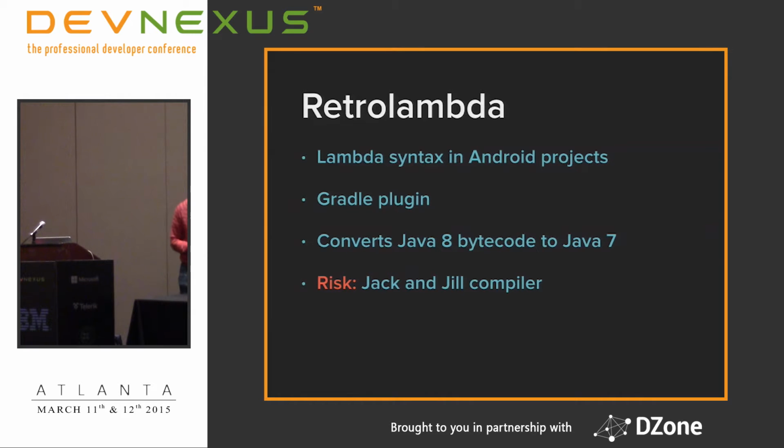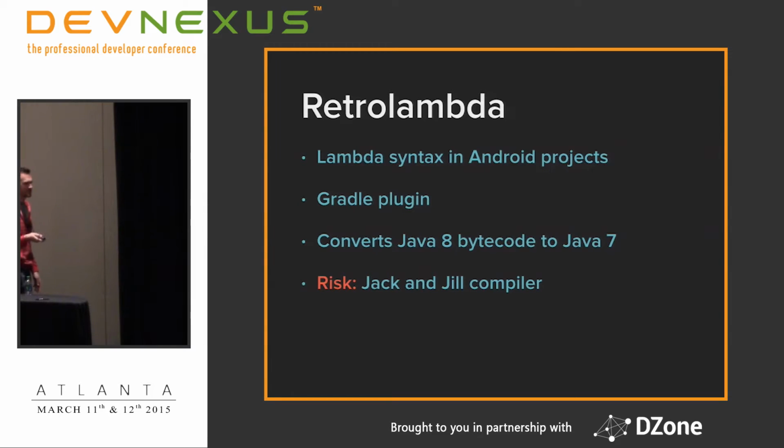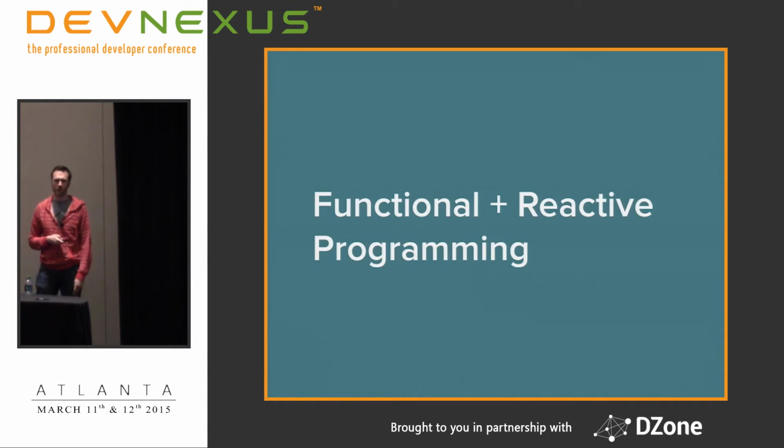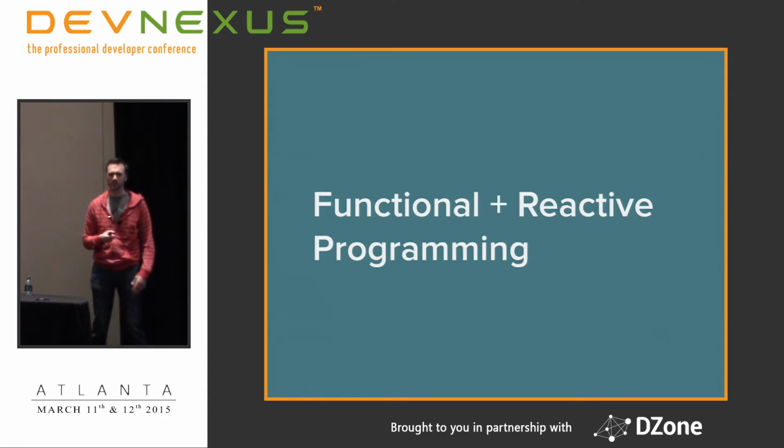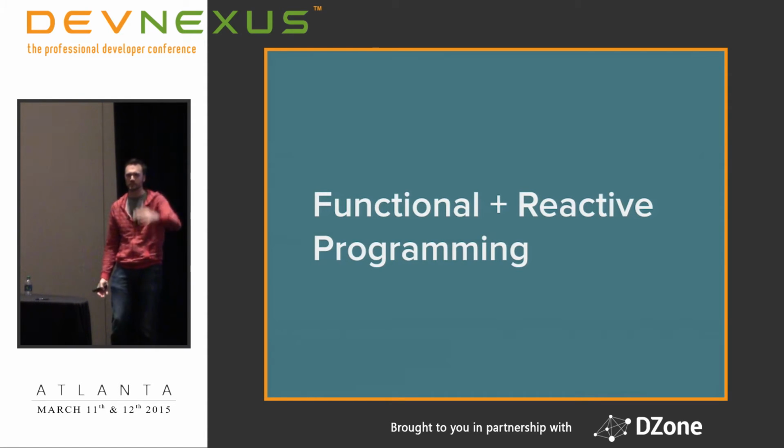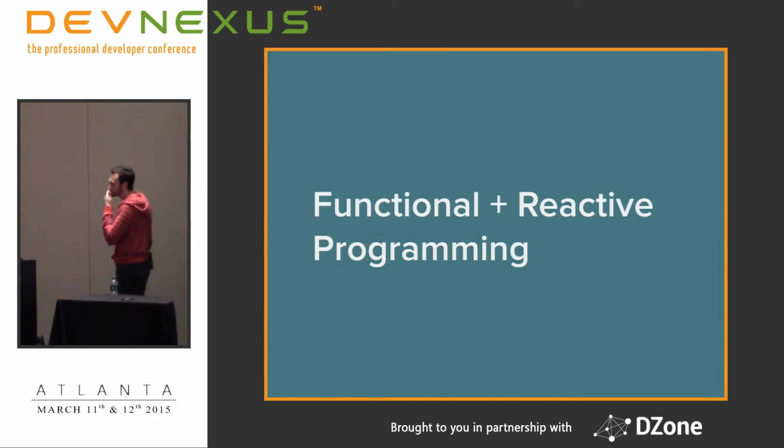Just know that if you're thinking about using it, you currently kind of need to decide: do I want faster build times because of the Jack and Jill compiler, or would I rather not want to shoot myself because I get to use lambdas? Personally, my choice is still to use lambdas because otherwise the code is just a nightmare. It gets really bloated, especially if you're doing things like functional programming, things with RxJava. You have anonymous inner classes that just start piling up.